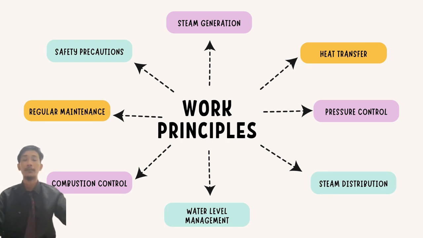The last one is safety precaution. Safety precautions are essential when operating a locomotive boiler. Proper training, adherence to safety regulation, and constant monitoring of pressure and temperature are critical for avoiding accident and ensuring the safety of crew member and passenger.